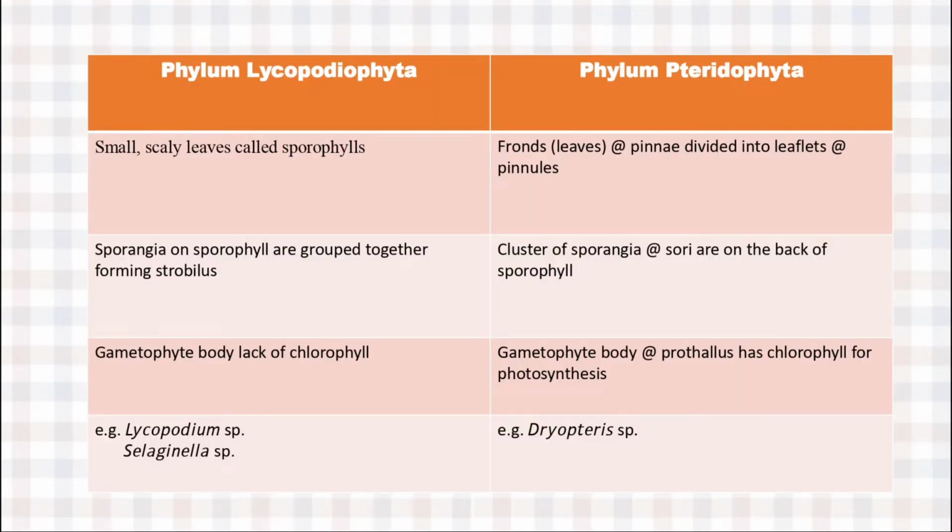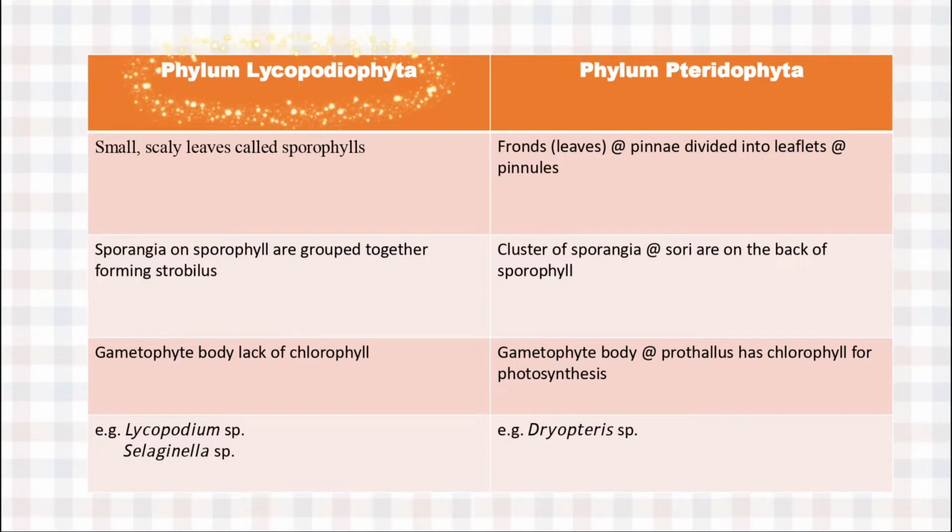And the last part is the differences between phyla in the Pteridophyte. Phylum Lycopodiophyta has small, scaly leaves called sporophylls, while Phylum Pteridophyta has fronds, pinnae divided into leaflets, and has pinnules. Next, Phylum Lycopodiophyta has sporangia on sporophylls, grouped together forming a strobilus, whereas Phylum Pteridophyta has clusters of sporangia, sori, on the back of the sporophyll.